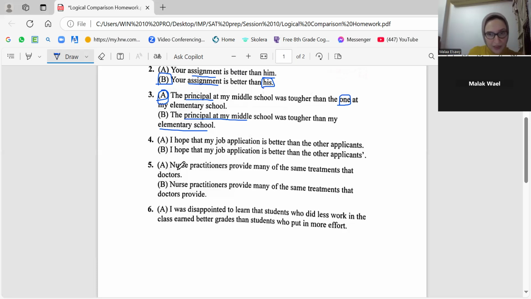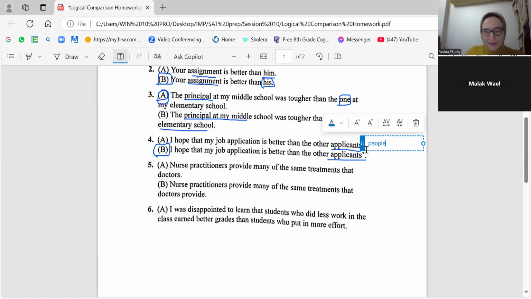I hope that my job application is better than the other applicants'. Yes, here, because of the apostrophe. So here, may you clarify the difference between applicants in A and applicants in B? For the first one, we're comparing his job application with applicants as in people, but for the second one, the apostrophe is clarifying the other applicants' applications. So in the first, you're referring to a candidate, to people. But as for the second one, you're referring to the applicants' applications. This apostrophe S told you that we're referring to applications.